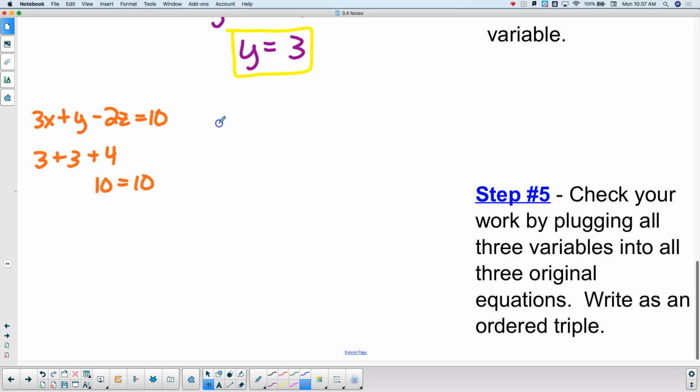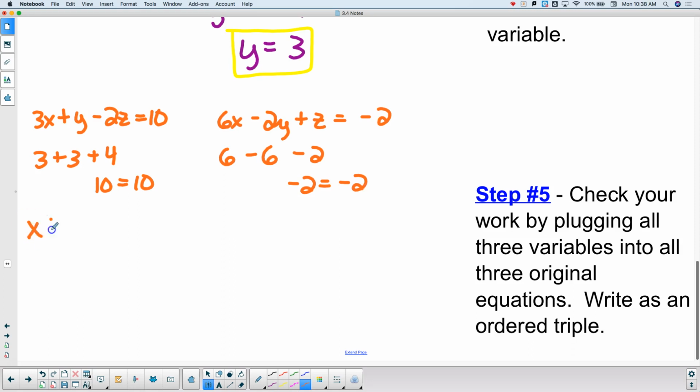Equation number 2 was 6x minus 2y plus z, and that's going to be equal to negative 2. X we said was 1, so that's going to be 6. Y we said was 3, that's going to be minus 6. Z we said was negative 2. 6 minus 6 is 0, minus 2 is negative 2 equals negative 2. Checks out in that one.